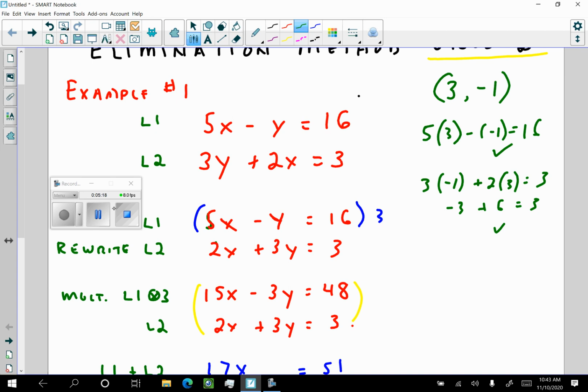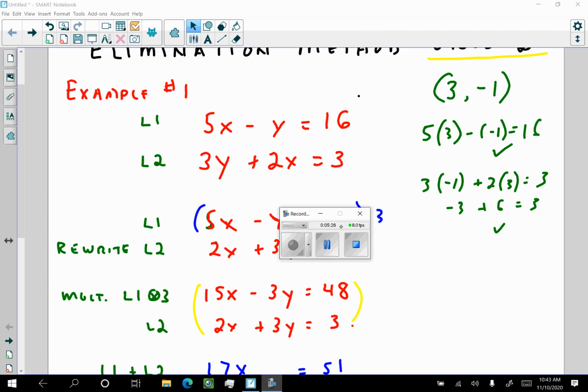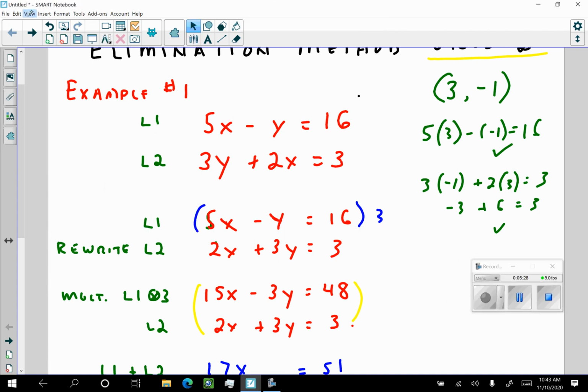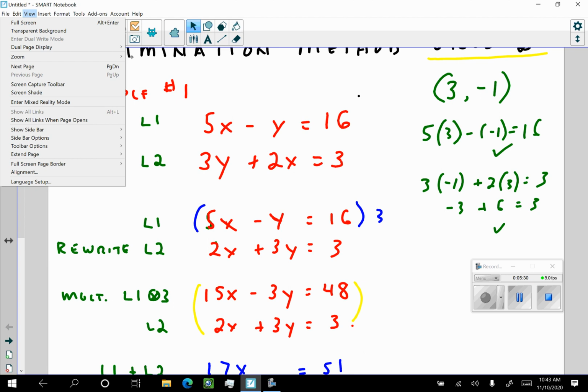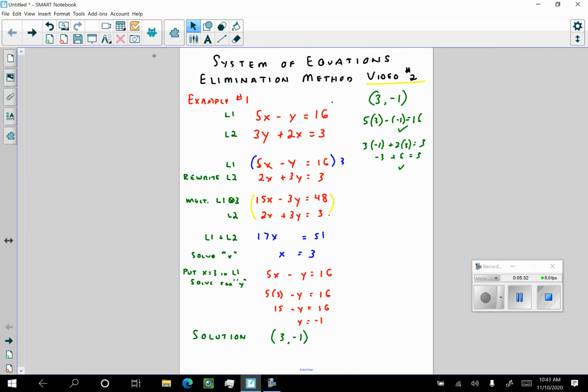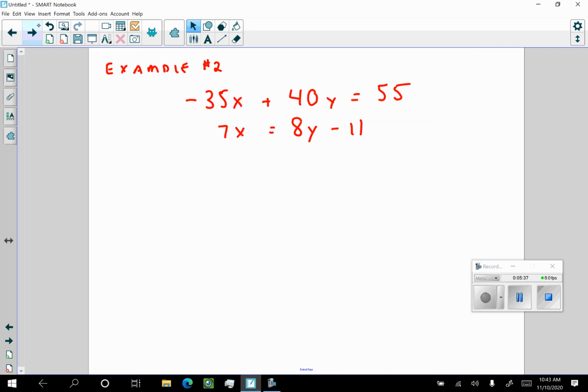All right, I'll give you a moment to write that down. We'll zoom out here and look at the entire page. And you can look at the entire page. Okay, so let's look at example 2 here.